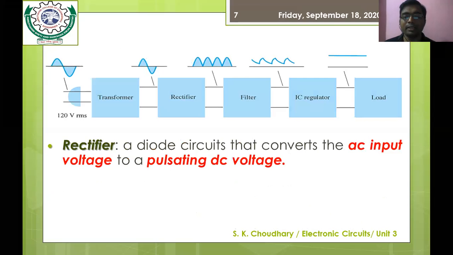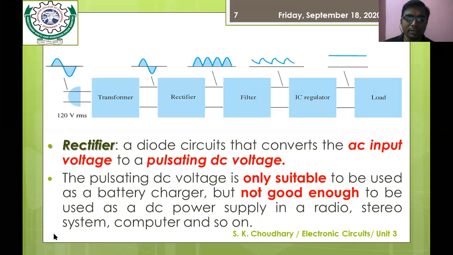So what is the rectifier? A rectifier is a diode circuit that converts the AC input voltage to a pulsating DC output. You can see here, this AC voltage is converted into the pulsating DC output. Okay. And what is the role of the pulsating DC output? The pulsating DC voltage is only suitable for use as a battery charger, but not good enough to be used as a DC power supply.